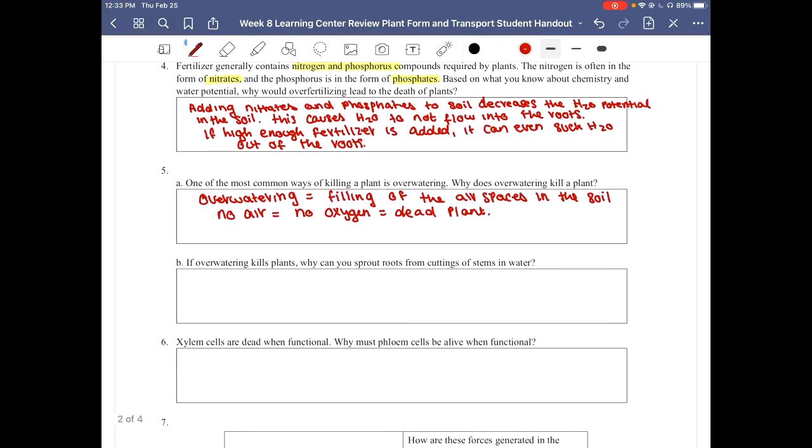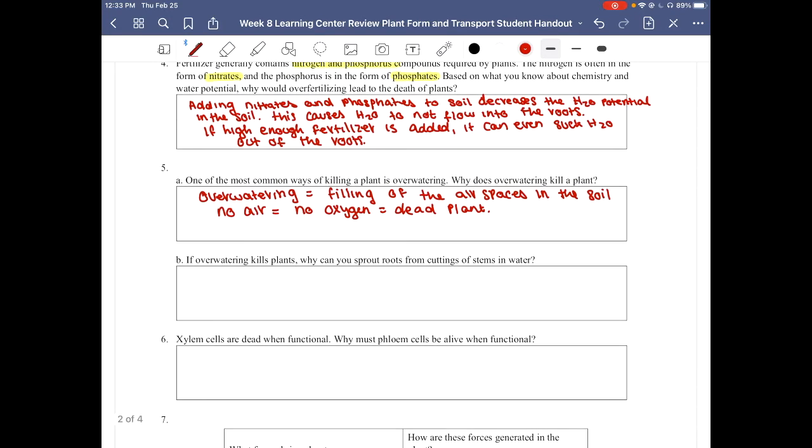Okay, but here's another question. So if we know that overwatering kills the plants, can anyone tell me why we can sprout roots from cutting the stem in the water? So why is it that we can't overwater soil, but then we can sprout roots in just water? Because you would think that if we put that much water, it's going to kill the plant, right? But why is it not that? Why can we actually sprout roots in water?